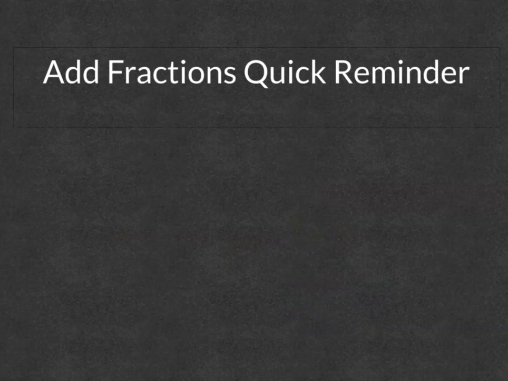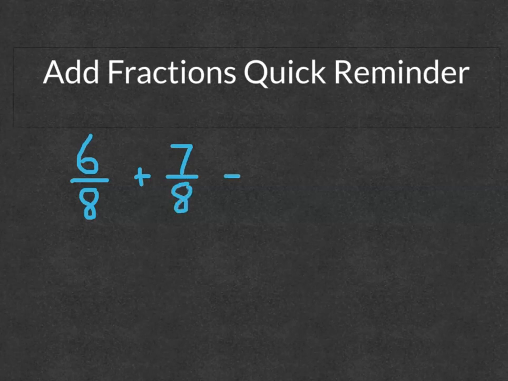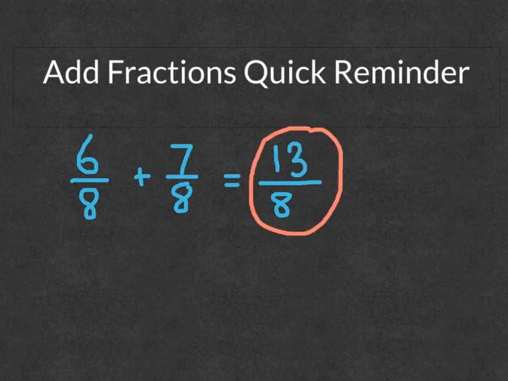Let's look at another one, another adding fraction. 6/8, and let's add 7/8 to that. Well, we remember that the denominator will remain unchanged. So let's just add the numerators. 6 add 7, 13. You'll notice 13/8 is an improper fraction.